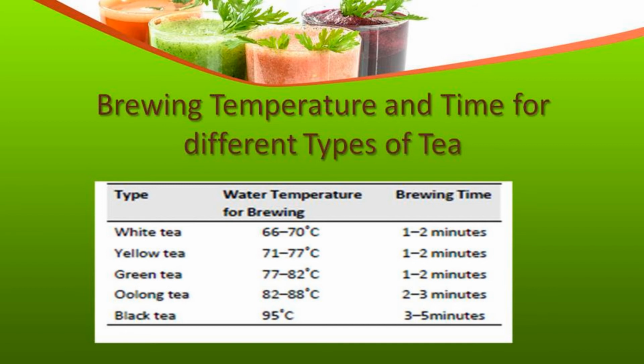The brewing temperature depends on the type of tea. Teas that are not oxidized or that are not fermented are best brewed at lower temperatures, while teas with a longer period of oxidation are best brewed at higher temperatures. The table shows recommended brewing times for different types of teas.